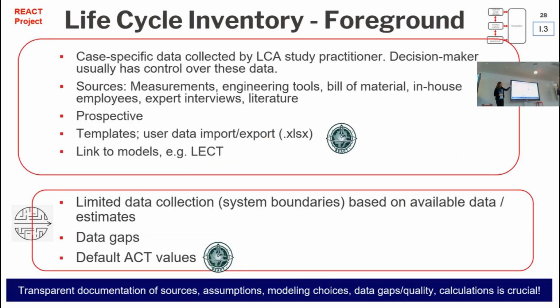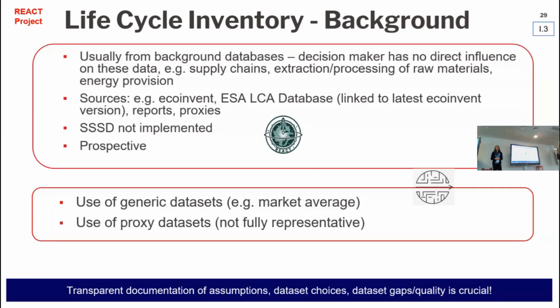Then for the foreground, that's the case-specific data which you collect. It's something which has to be collected in-house. For simplified LCA, this can be limited just based on readily available data. You might also have data gaps, and ACT also provides you with some default values. In the background, ACT provides prospective databases, and it provides the ISAE LCA database and Ecoinvent. In a simplified LCA, you might want to use generic data sets, so for example, a market average or proxy data sets.